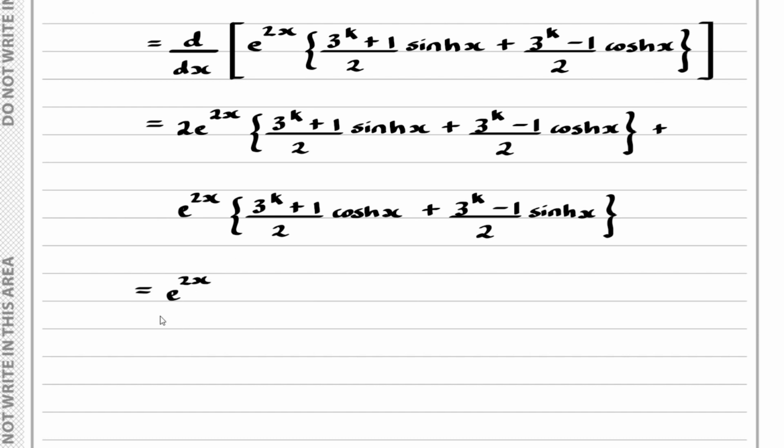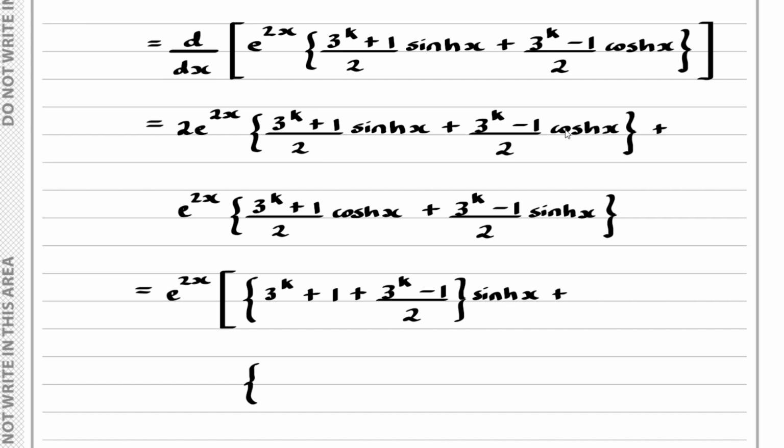So if I factorize out an e to the 2x, well, what we have is 2 times this result. So we have 3^k + 1. And then if I also think about what I have in terms of a hyperbolic sine, I've got this term here, (3^k - 1)/2. And all of this is being multiplied by hyperbolic sine x. And if I think about the hyperbolic cosines, I've got the 3^k - 1.